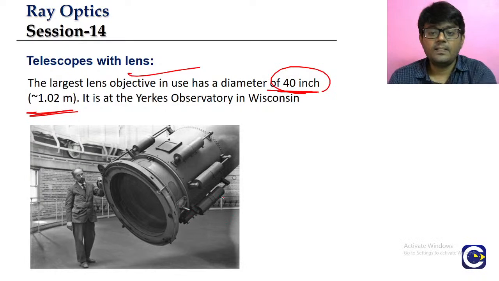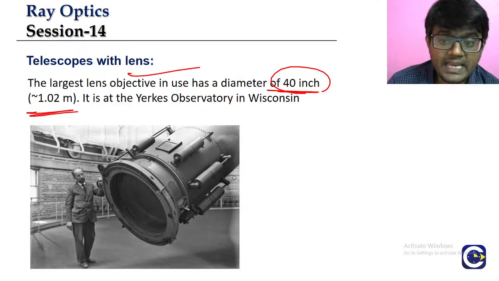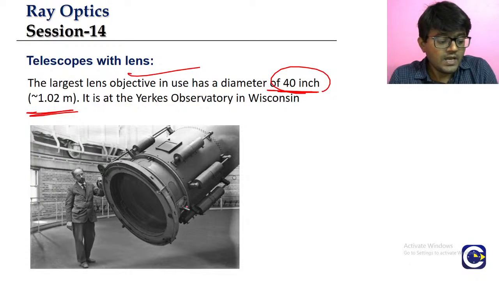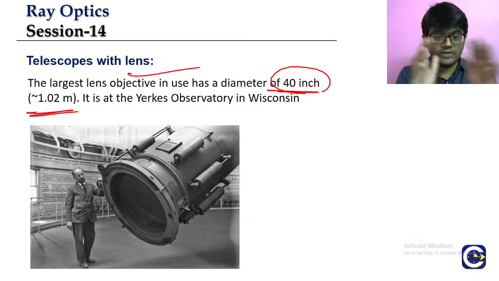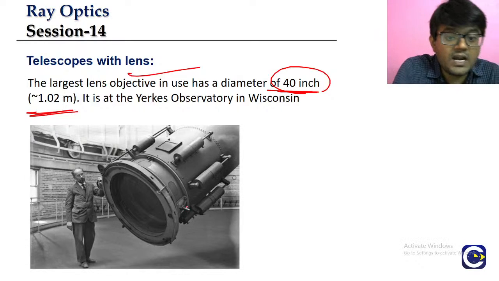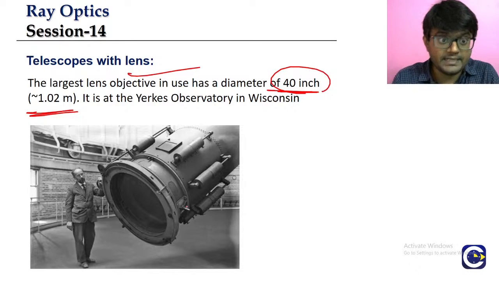You know, this is the Yerkes Observatory. So what is the diameter of this? 1.02 meters. Now, in order to avoid these issues, because if you are having the lenses used in the telescopes, we are having the issue in terms of aberrations coming in, and then the size of the telescope becoming very large.